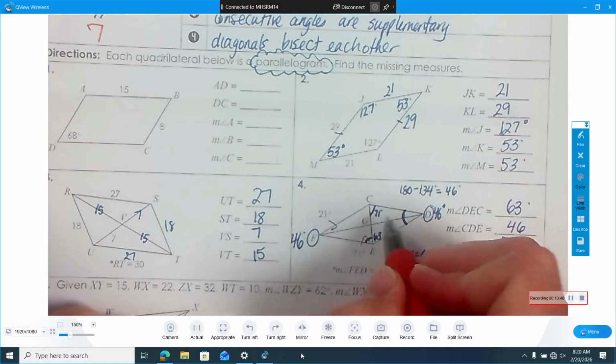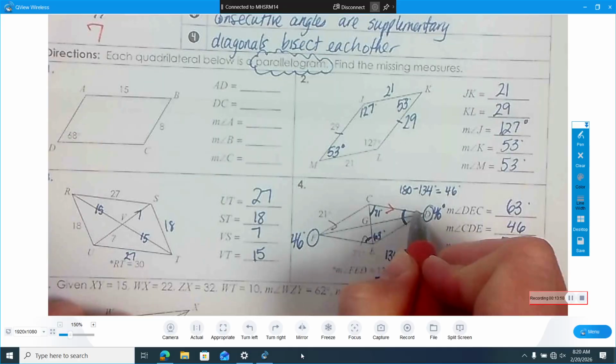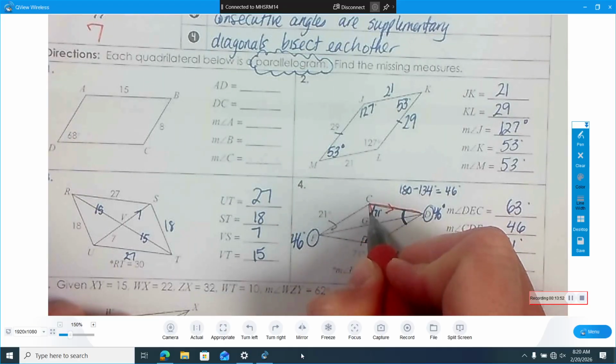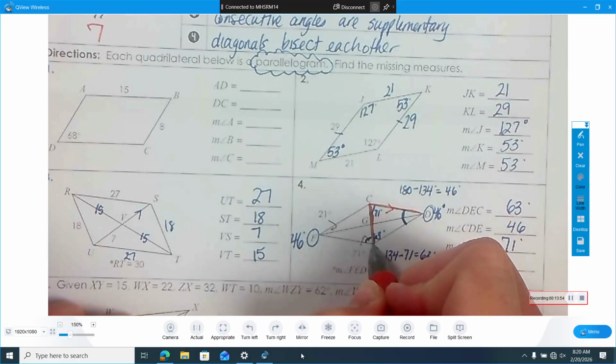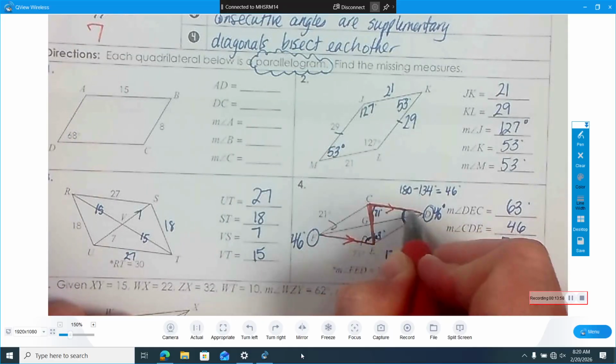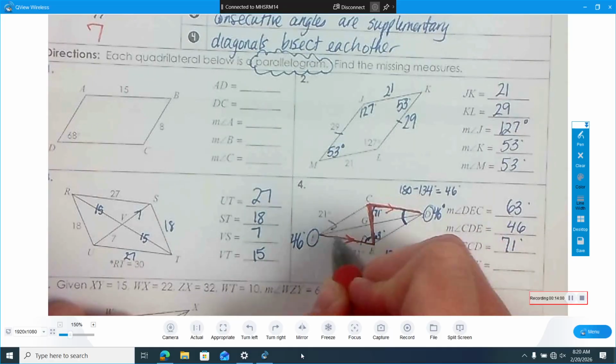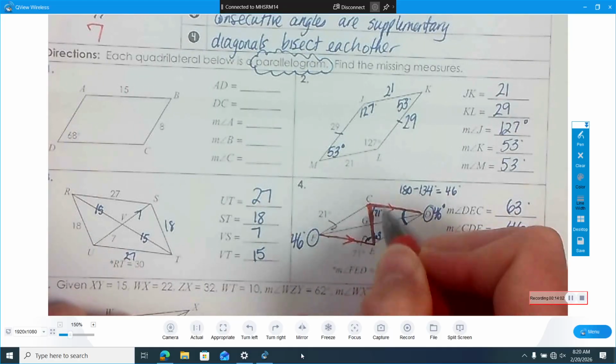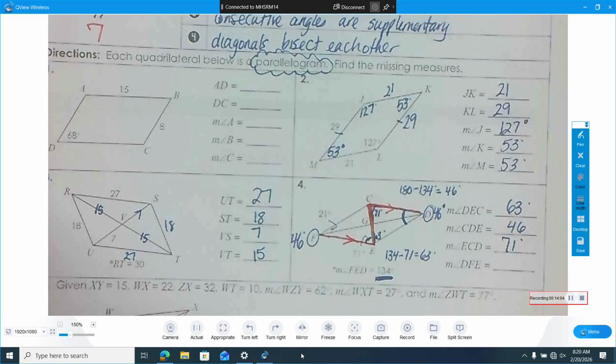Yeah, we have that Z shape. We're going from parallel line to diagonal or transversal and then a parallel line. So we have alternate interior angles right there. So yes, those are 71 and 63. Okay, so we get alternate interior angles. Very good.